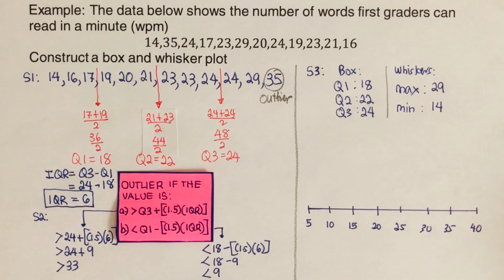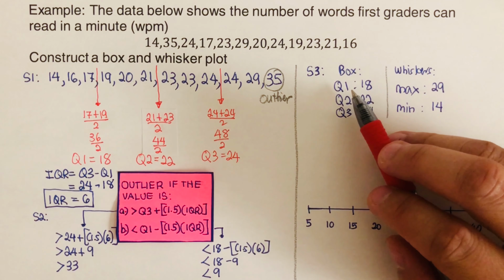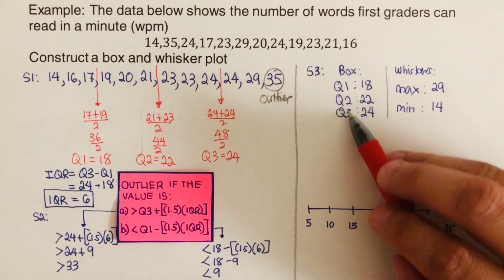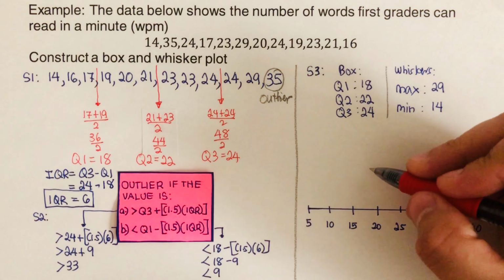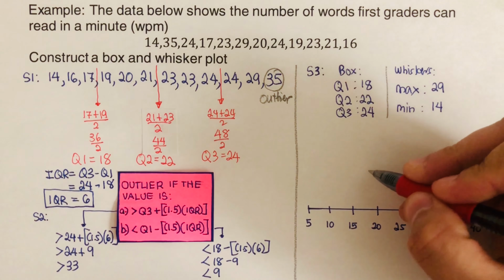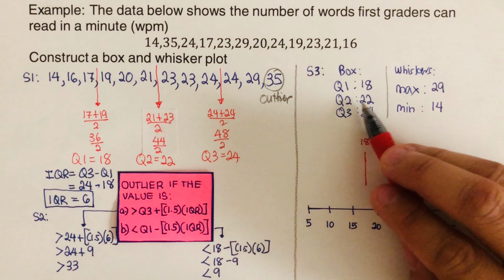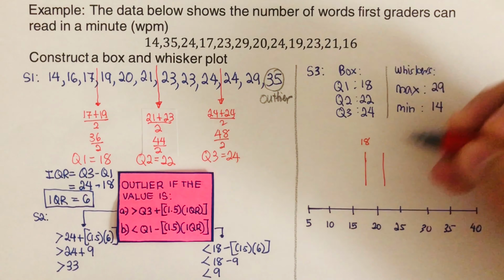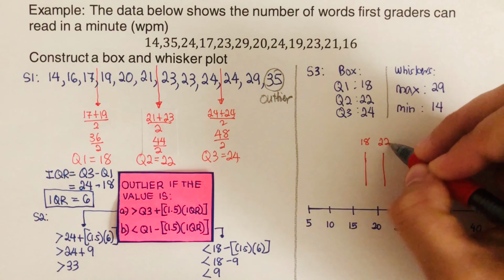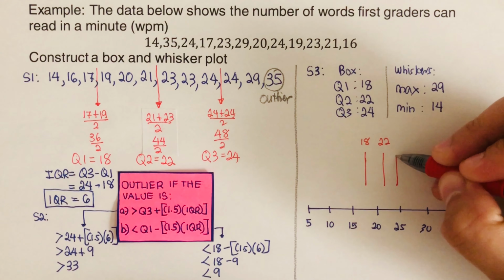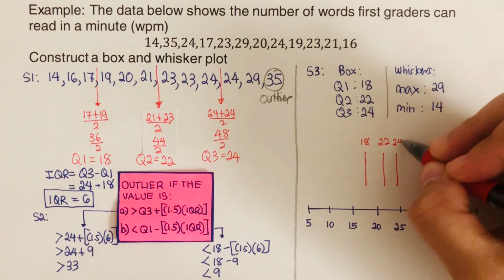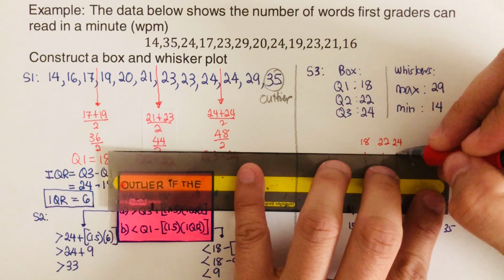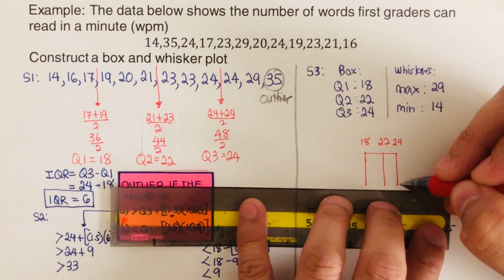Okay, now we are going to create the box first. So our box would contain these 3. So Q1 is at 18, so somewhere between 15 and 20. So I will create that vertical line. I label this as 18, and then Q2 is at 22, so that should be close to 20. So I can create another vertical line right there. So I label this as 22. And then 24, so somewhere around here, it's less than 25. So I can create another vertical line that's 24. So then I can create the box. So this makes up the box right here.